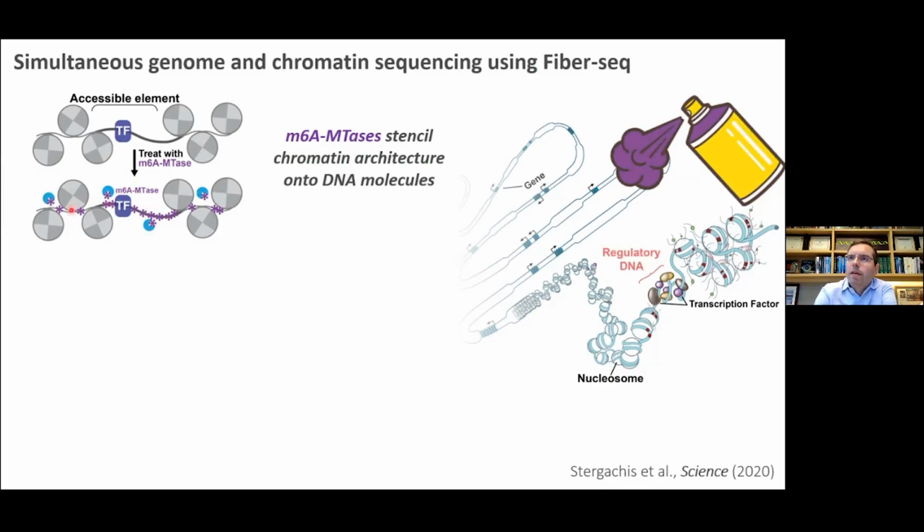And since the adenine methylation mark is really not endogenously present at any appreciable levels in humans and most multicellular organisms, if we see this methylation event, we can assume that it is a stencil of where exactly every protein was bound along that individual DNA molecule.